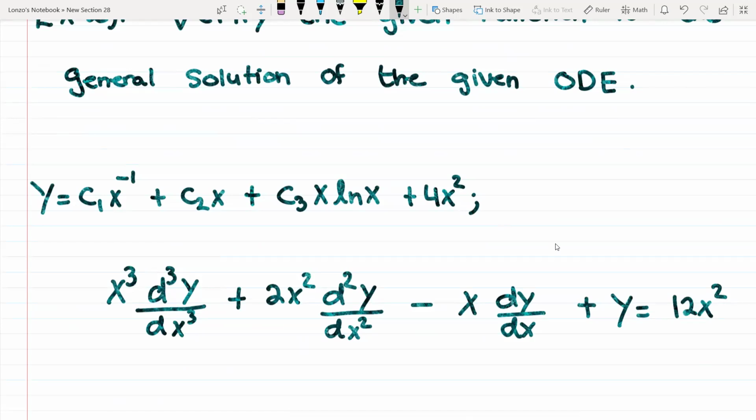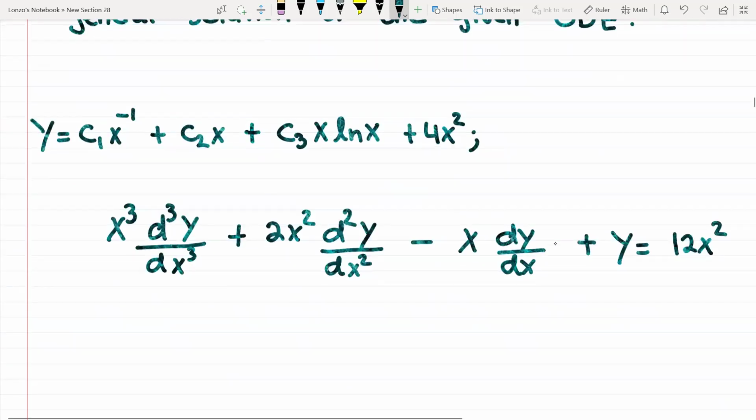That's it. So don't be freaked out by d cubed y over dx cubed. That's the same thing as the third derivative, y triple prime. d squared y over dx squared is the same thing as y double prime, and dy dx is the same thing as y prime. So don't be confused. This is Leibniz form. So this is the third derivative, this is the second derivative, and this is the first derivative.